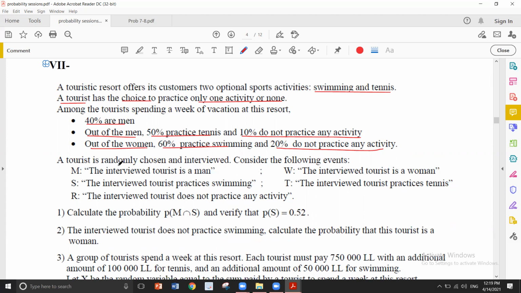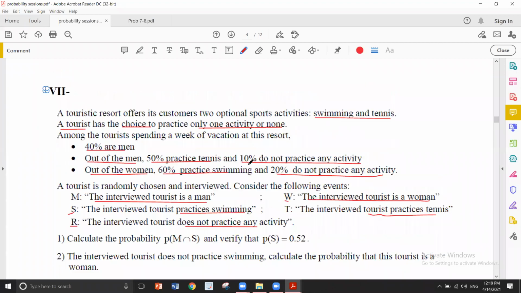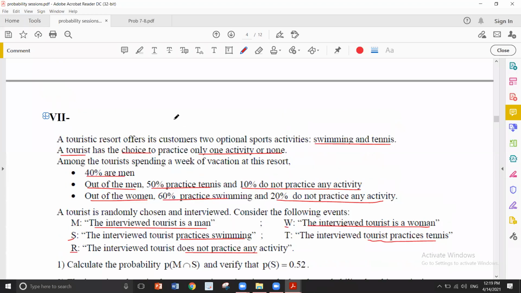A tourist is randomly chosen and interviewed. Consider the following events. M, the interviewed tourist is a man. W, the interviewed tourist is a woman. S, the interviewed tourist practices swimming. R, does not practice any sport. T, practices tennis. So how to start, George, with this exercise?